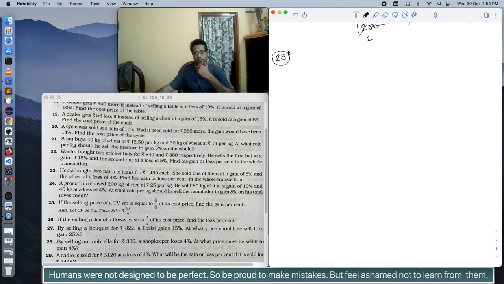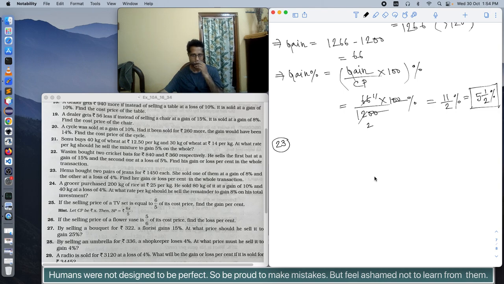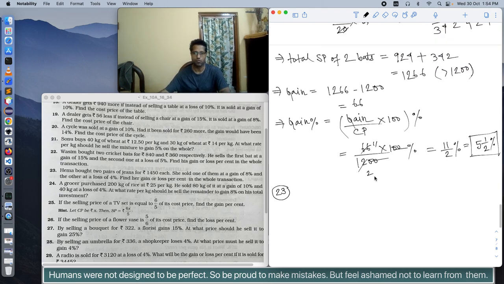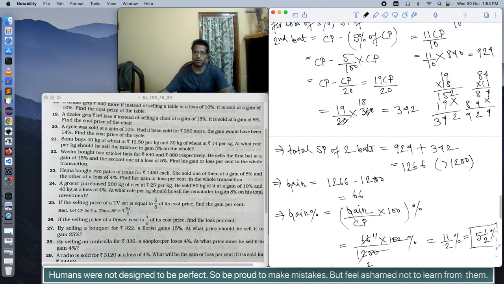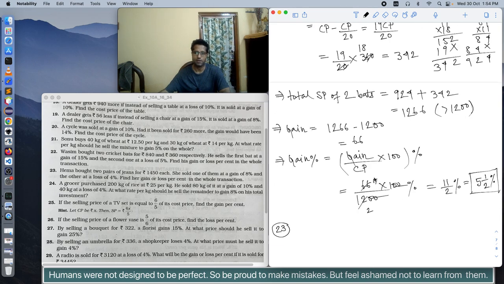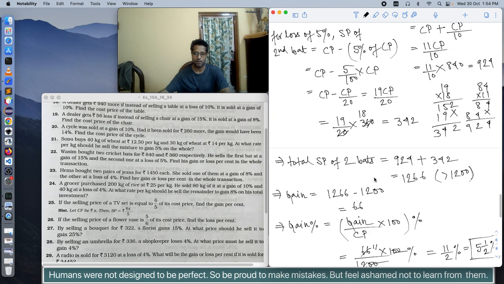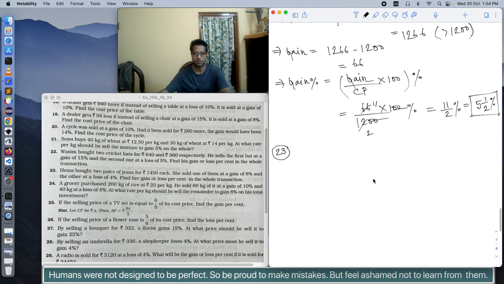What matters is that we understand the problem properly and apply the basic fundamental concepts of selling price, cost price, gain, loss, gain percent, loss percent appropriately to solve the problem. That is more important. And if I am making any silly calculation mistakes, please ignore that. I'm not focusing much on calculation mistakes. But if I'm doing anything wrong in applying the concept, please do let me know in the comment section. I will highly appreciate that.